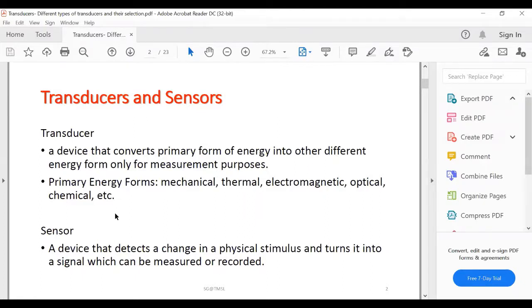And what is the sensor? A sensor is a device that detects a change in a physical stimulus and turns it into a signal which can be measured or recorded.